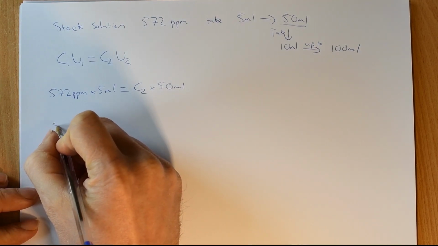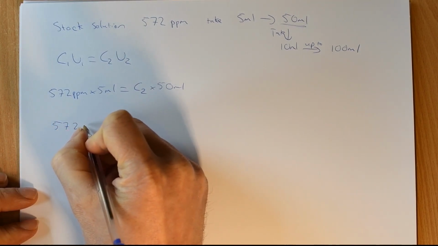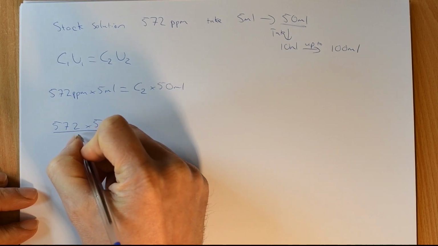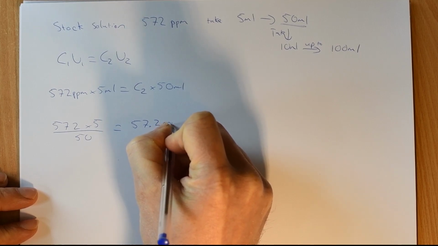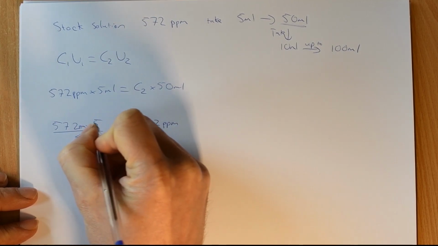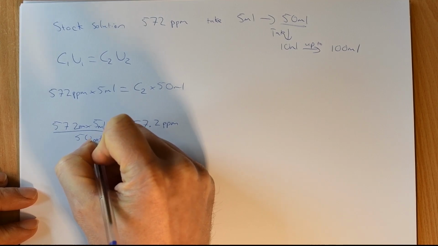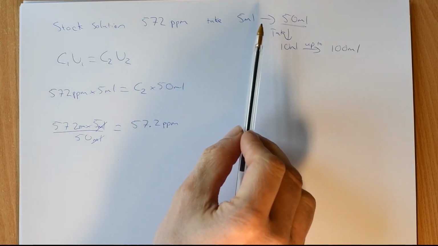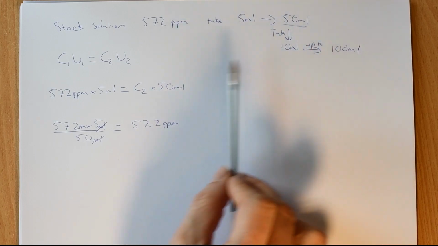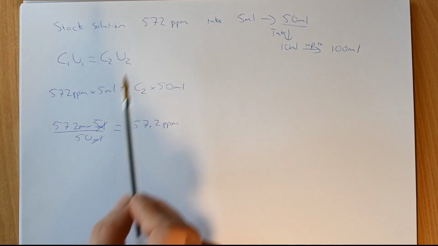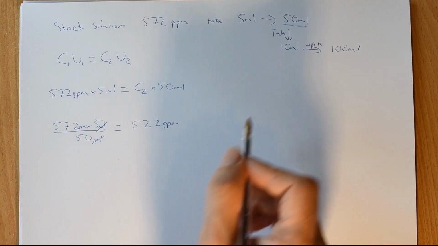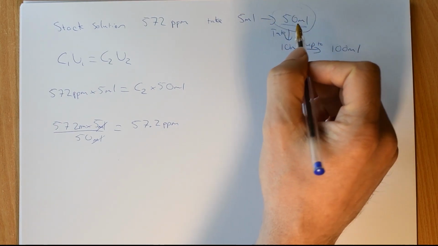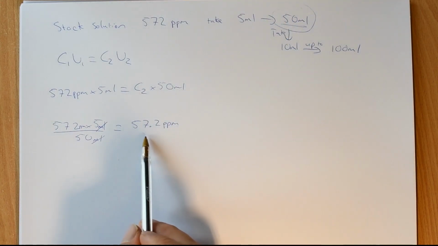So 572 multiplied by 5 divided by 50 is going to be equal to 57.2 ppm. Our ppm are still there and the milliliters are going to cancel out. And that's why it doesn't really matter what units we use in terms of volume as long as they're consistent, because they cancel out. And it doesn't matter what units we use for concentration as long as we're happy that they're the ones we're going to need at the end. So we've done our first dilution and we now know that this 50 ml has a concentration of 57.2 ppm.